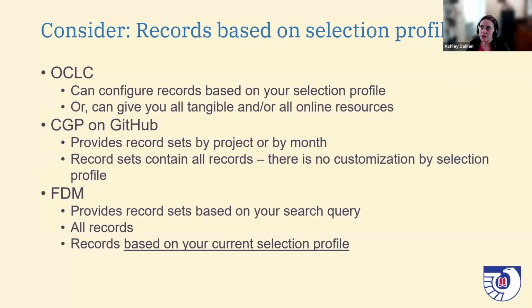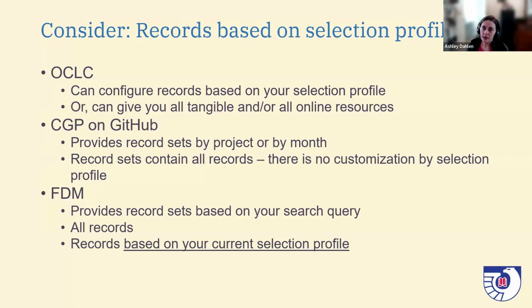If you need catalog records based on your item selection profile, whether it's because you're trying to rethink your cataloging workflow, or because you're trying to create a shelf list, or you're trying to retrospectively catalog things, just be aware that OCLC can configure records based on your current selection profile, or it can give you all the tangible and your online resources. You can turn on a knowledge base essentially if you want to.